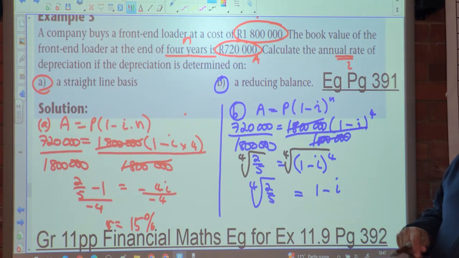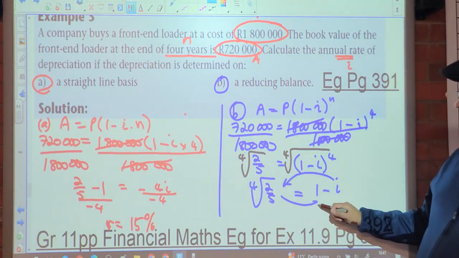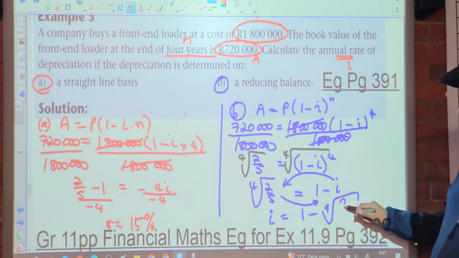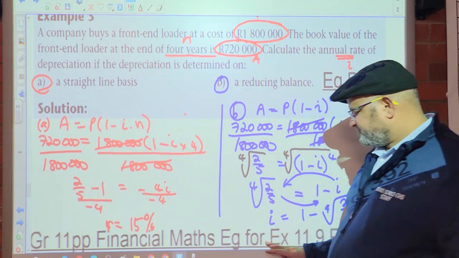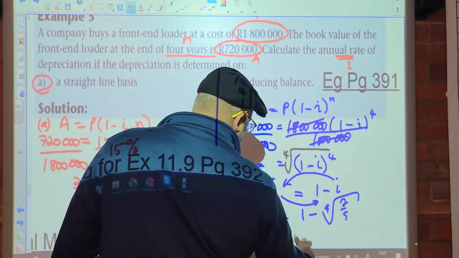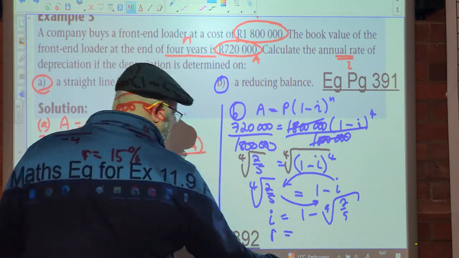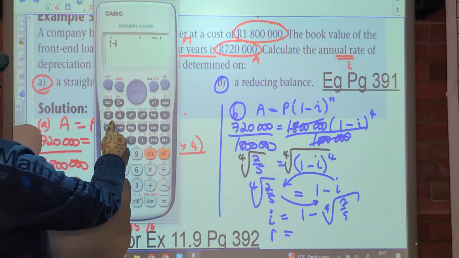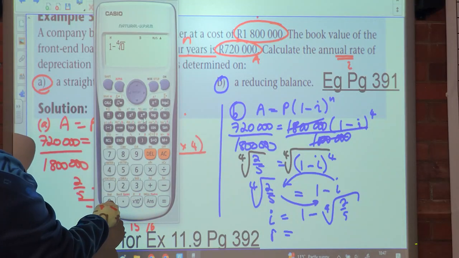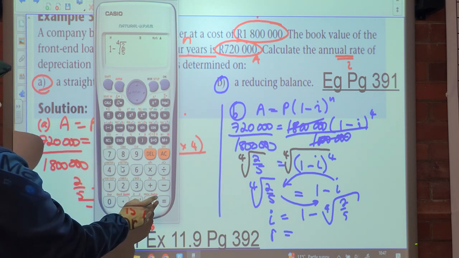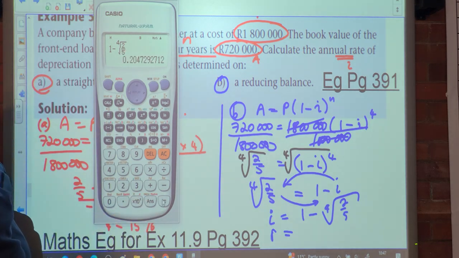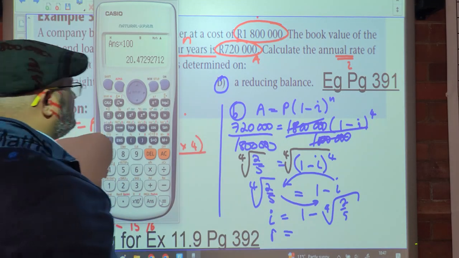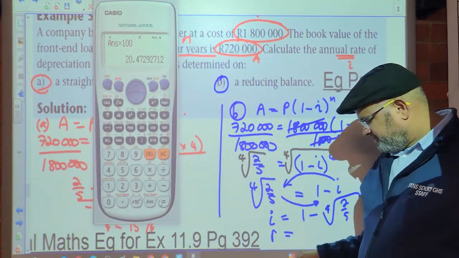What do I do now? Make I the subject of the formula. So I is equal to 1 minus the fourth root of 2 over 5. What do I do then? Multiply that answer by 100 to get the rate. So we get 1 minus the fourth root of 2 over 5 gives you 0,204, you multiply it by 100, you get 20,47%.